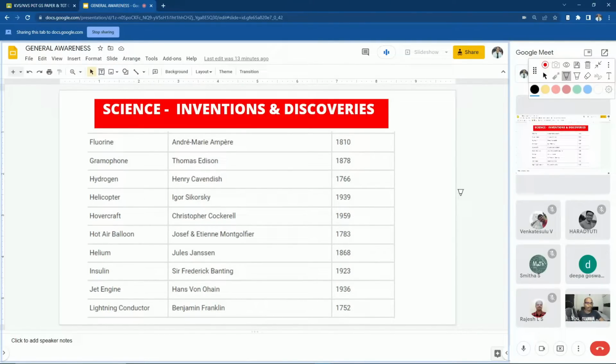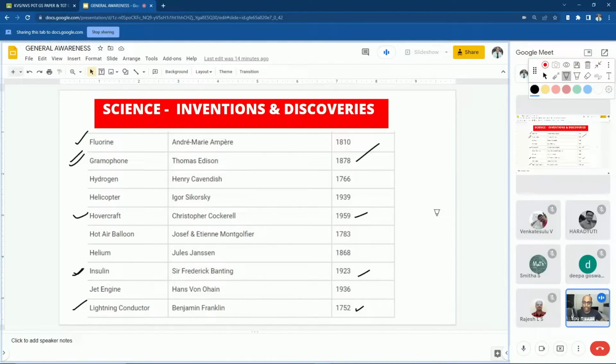Deepa ma'am. Chlorine, Andre-Marie Ampere, 1810. Gramophone, Thomas Edison, 1878. Hydrogen, Henry Cavendish, 1766. Helicopter, Igor Sikorsky, 1939. Hovercraft, Christopher Cockerell, 1959. Hot air balloon, Joseph and Jacques Montgolfier, 1783. Helium, Jules Janssen, 1868. Insulin, Sir Frederick Banting, 1923. Jet engine, Hans von Ohain, 1936. Lightning conductor, Benjamin Franklin, 1752. Right, good. Now one common question, of course, important: fluorine, gramophone, hovercraft, insulin, lightning conductor.